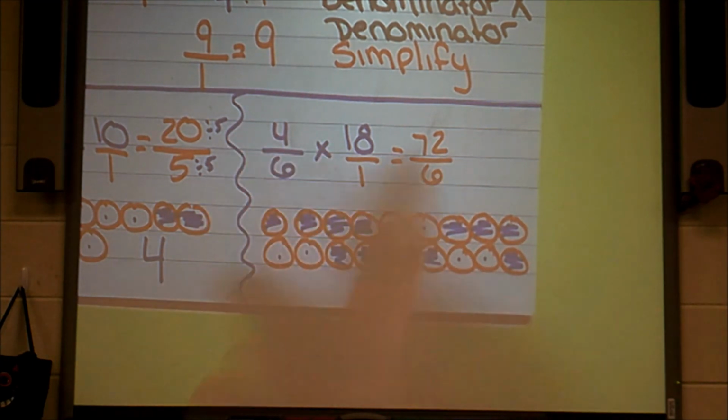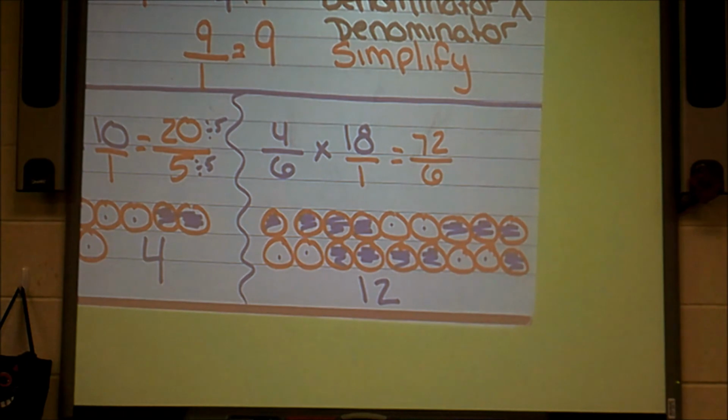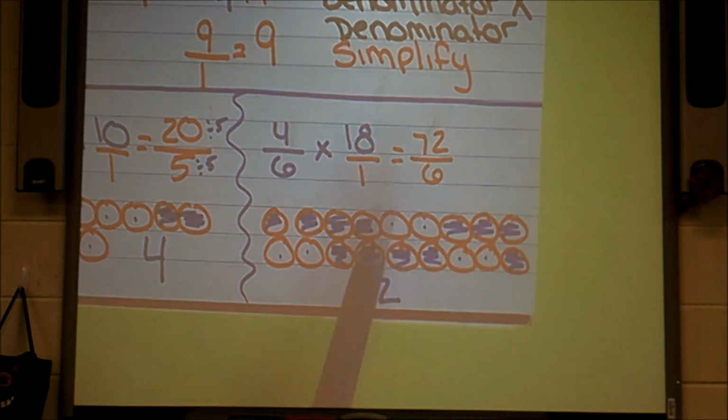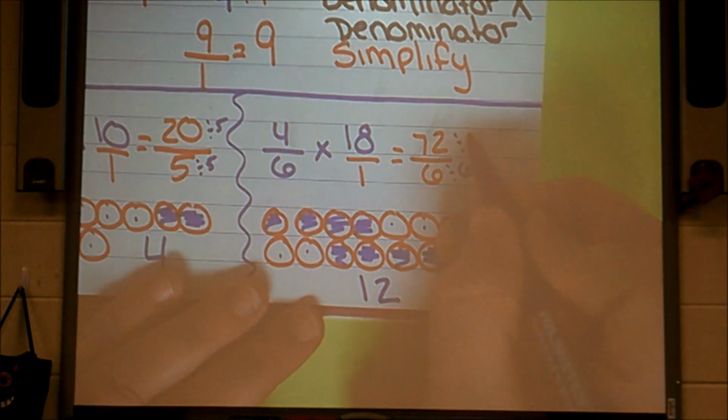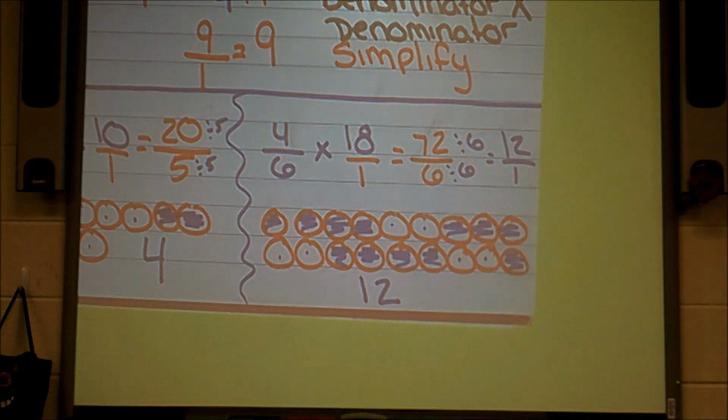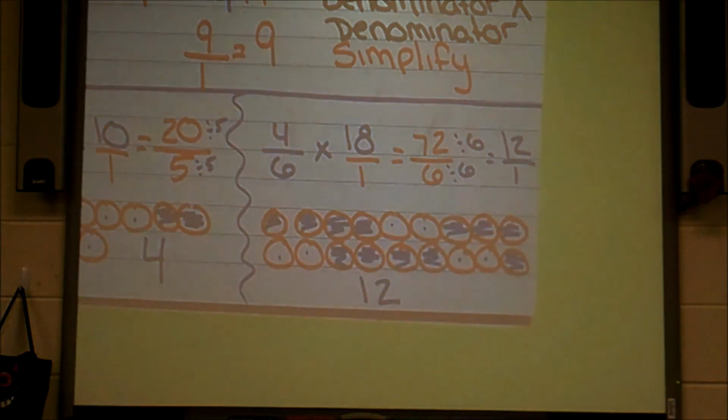So then I came up here and I checked it using the standard method. I multiplied 4 times 18 and I found a product of 72. And then I multiplied 6 times 1 and got a product of 6. Now I know I can simplify that. I can divide both sides evenly by 6. Which will give me an answer of 12 over 1, or just 12. So 4/6 times 18 is 12.